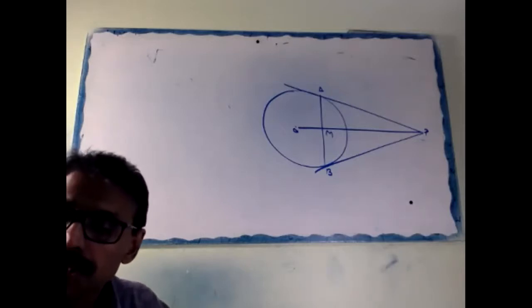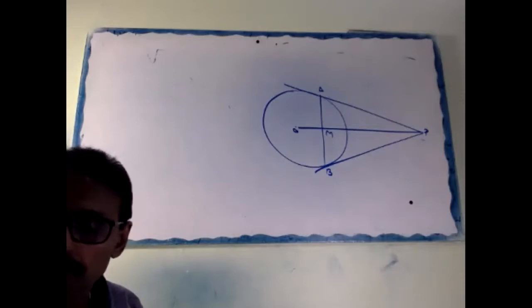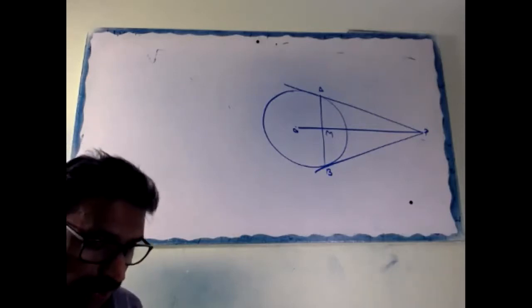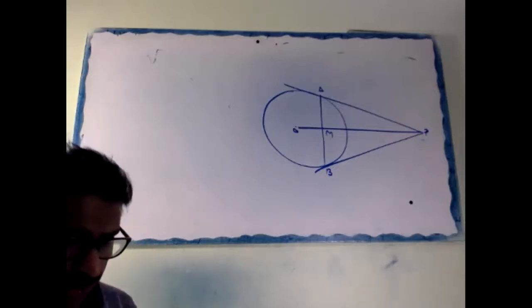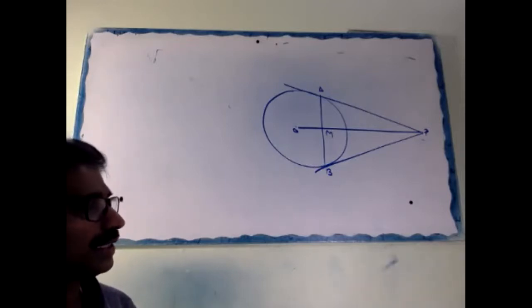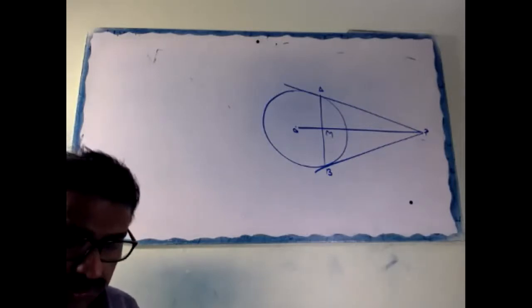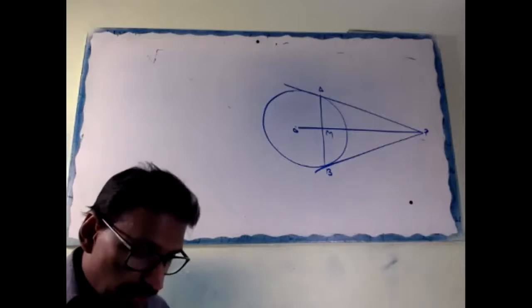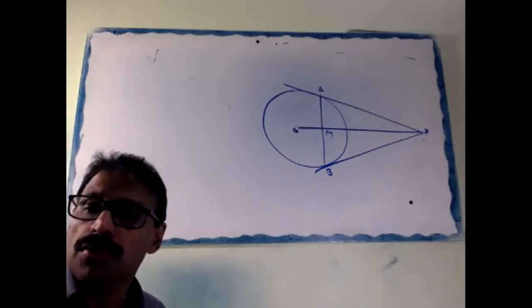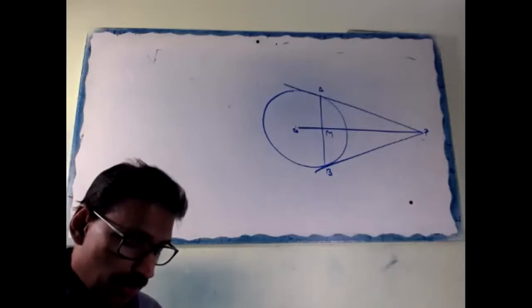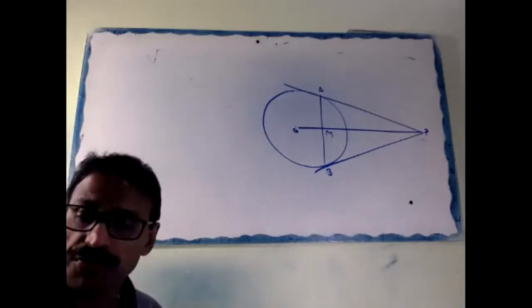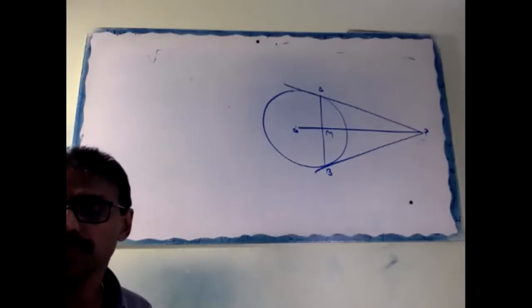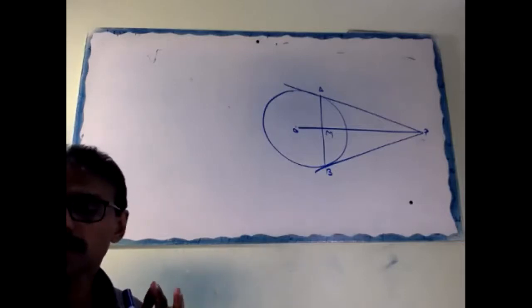Question again, Nihal. From an external point P, two tangents PA and PB are drawn to the circle with center O. Prove that OP is the perpendicular bisector of AB. Okay, you got the marks?